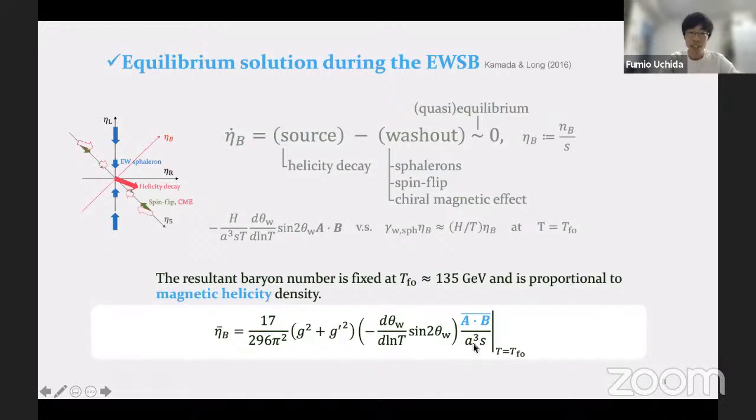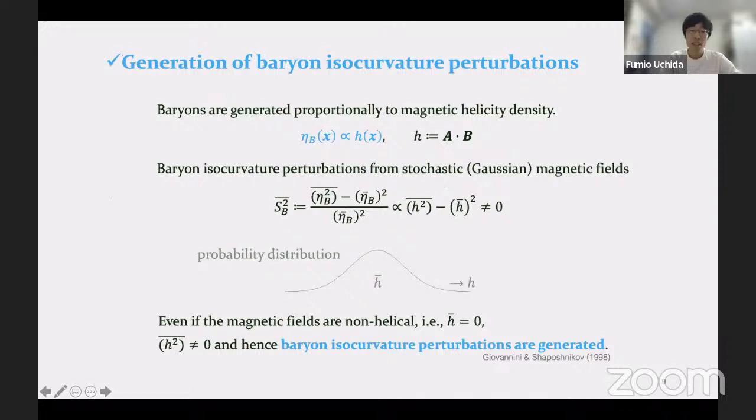135 GeV, and this is their result. And here we see the proportionality with respect to the magnetic helicity density A dot B. And this leads to the generation of baryon noise curvature perturbations, since if we define S_B squared, which quantifies the baryon noise curvature perturbations, then S_B squared is proportional to the statistical variance of magnetic helicity density, which is non-zero in general.